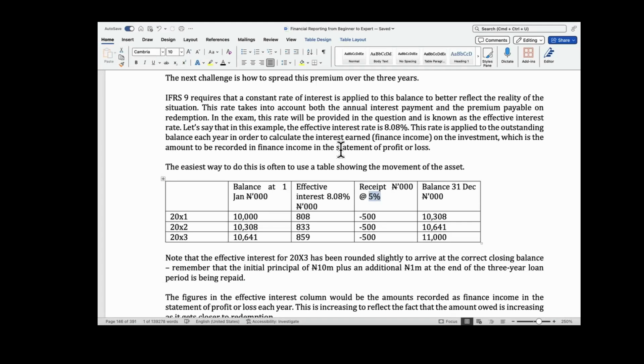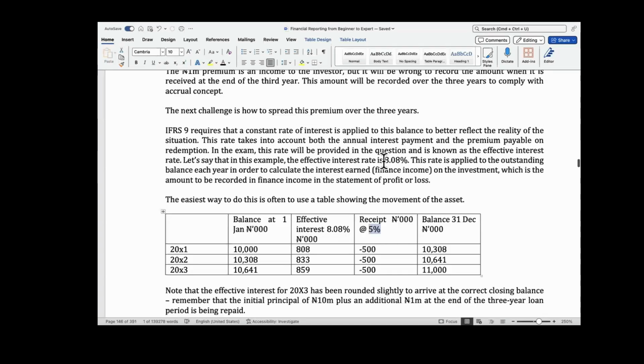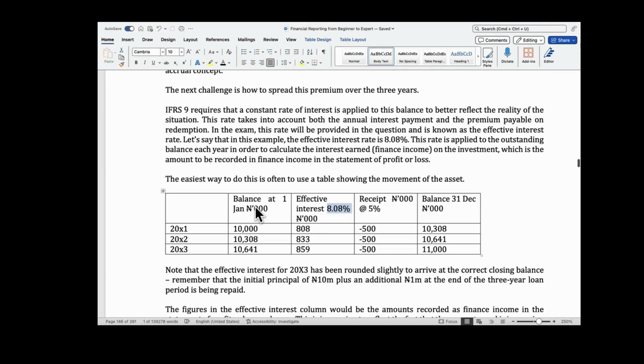My question is this: the accumulated rate, like the new rates that you join together, both the final payment and the initial, will it be given by the examiner or do we have to work it out? They will give you this effective interest rate, Abby. Yes, they will always give you. In fact, as soon as you see in the exam that they give you effective interest rates, know that you will do this table.